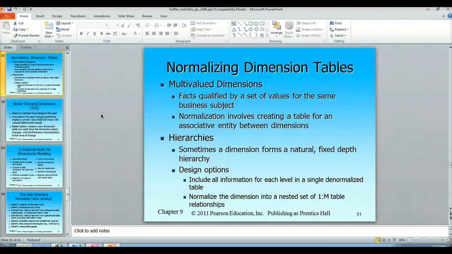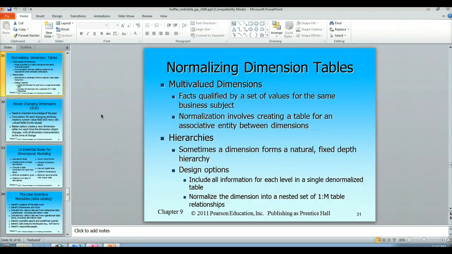So we can have multi-valued dimensions. We've seen that when we're talking about even time as a dimension can be multi-valued. So what we need is our fact table needs to be qualified by a set of values for the same business subject. So that's the idea of having a dimension that has multi-values.